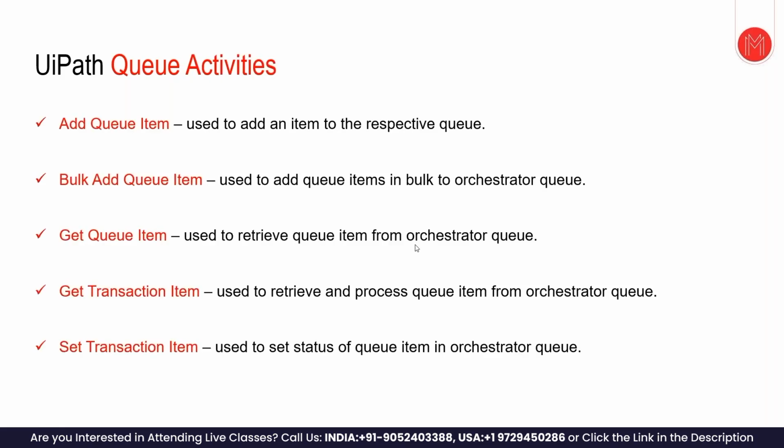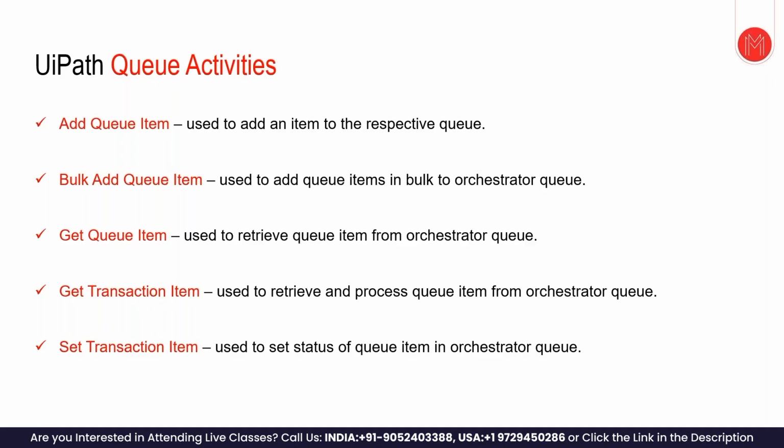Now we'll see the other activities which are available for the UiPath queue activities. We have an activity called Add Queue Item, where we can add an item to the respective queue. We have to give the queue name as the input, and whenever we add an item, it gets added to the queue. We can also add multiple items at once, using Bulk Add Queue Item. For example, in an Excel you have multiple rows, and you want to add all the rows to the queue one by one.